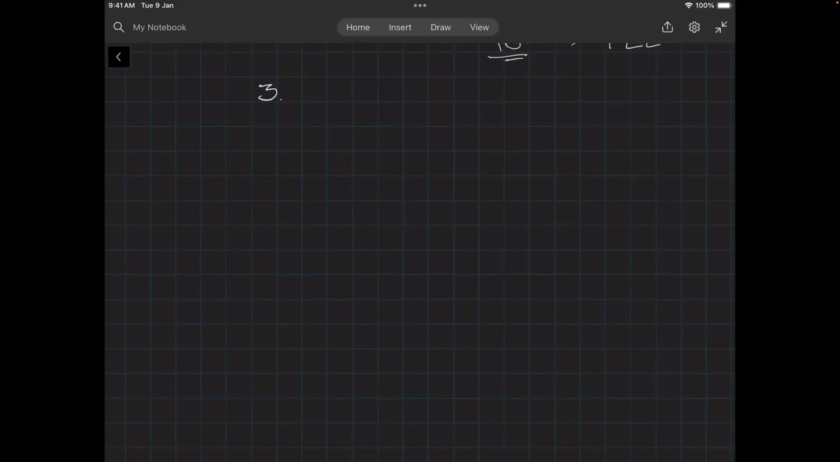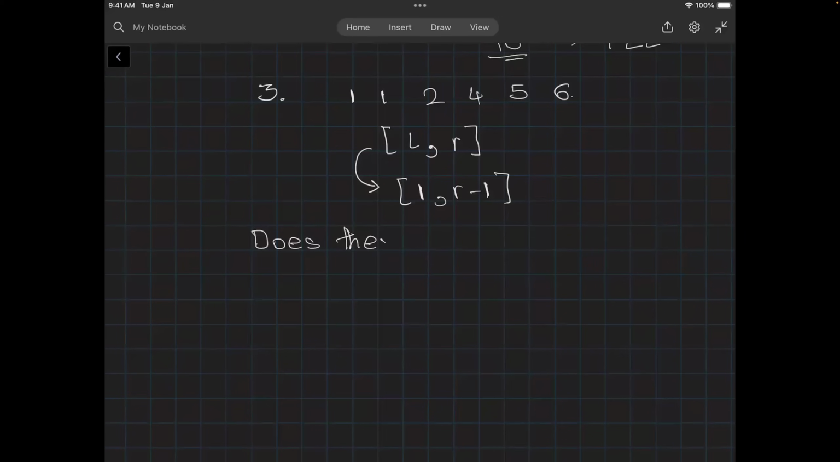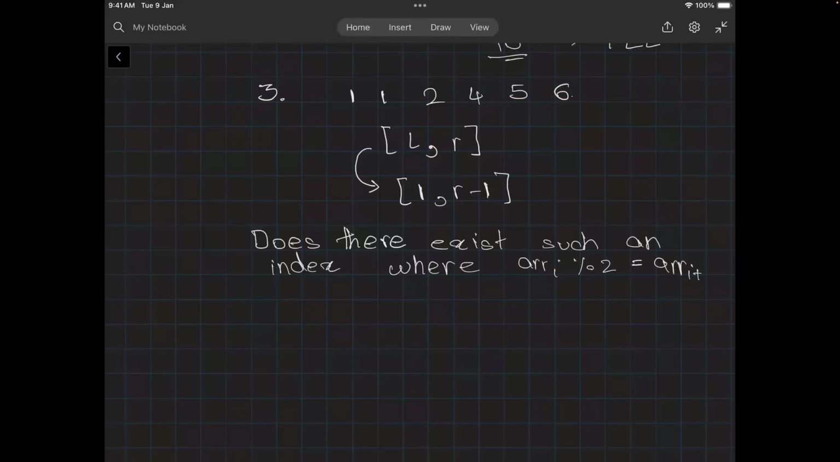What can I do, guys? A very simple thing. Let me write down the array again: 1, 1, 2, 4, 5, 6. I have been given a query L to R. What do I need to know? I need to know that in range L to R minus 1, does there exist such an index where arr[i] modulo 2 is equal to arr[i+1] modulo 2? In which range? In range L to R minus 1.